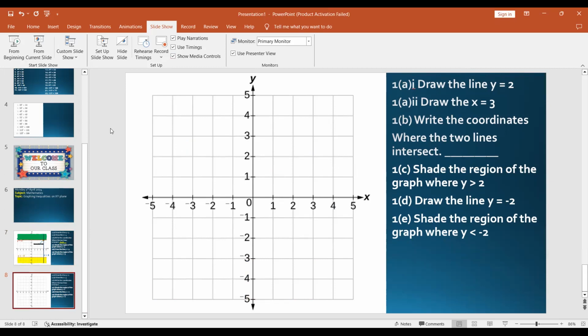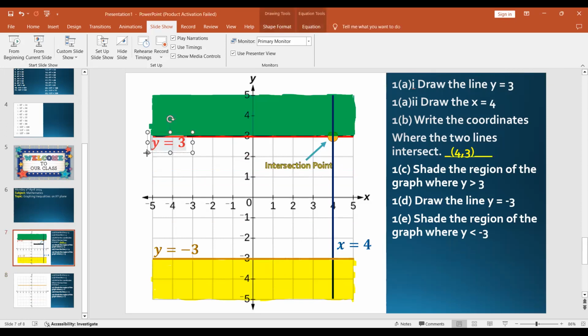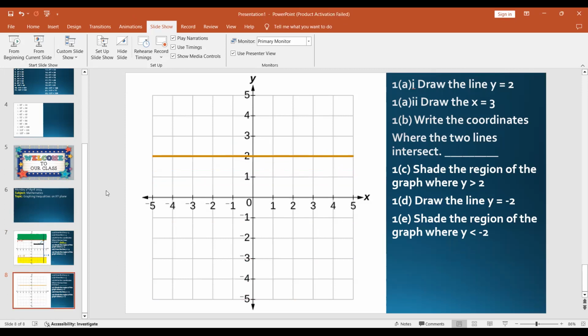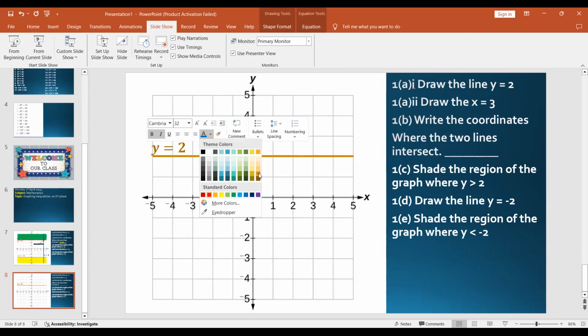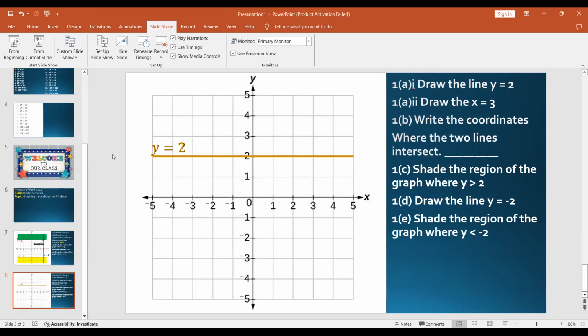In order to draw the line y is equal to 2, we have to go on the y-axis and find the number 2, then draw a line horizontally through the number 2. Very good. So we locate 2 on the y-axis and draw a horizontal line that goes through 2 on the y-axis. And then we have to label it: y equals 2. Did anyone else get this? Very good. So this is the line y is equal to 2.